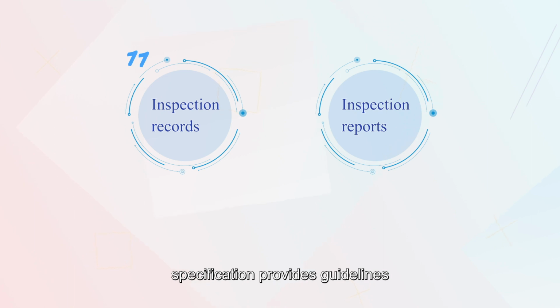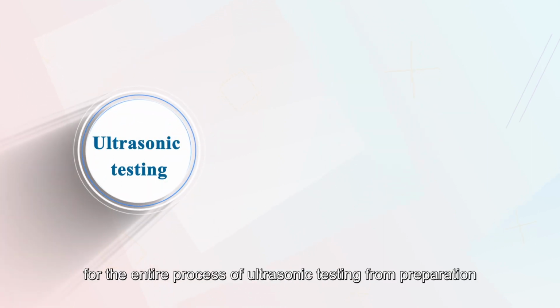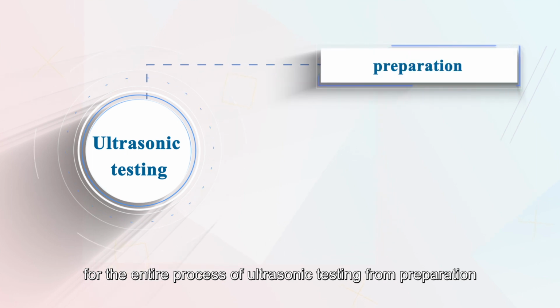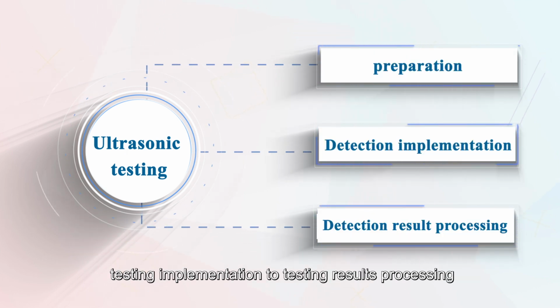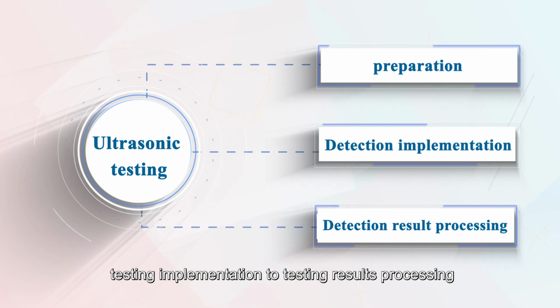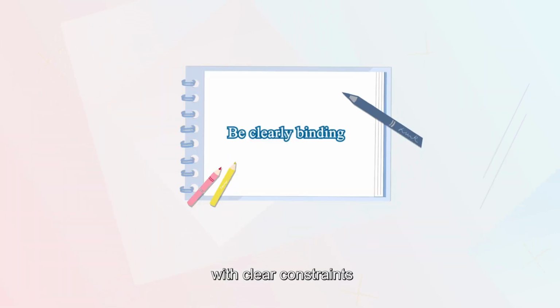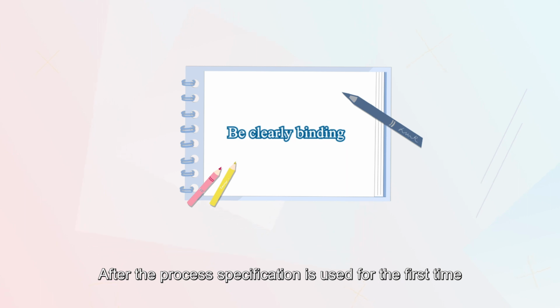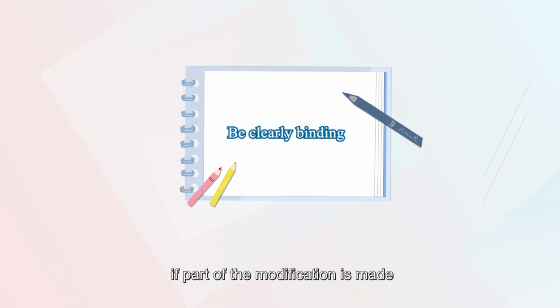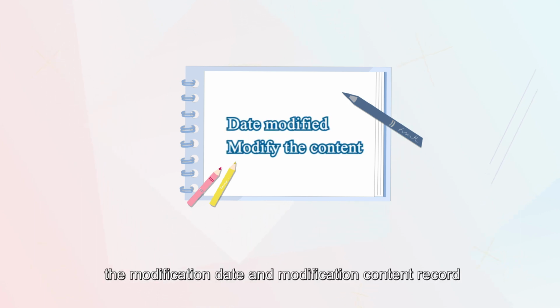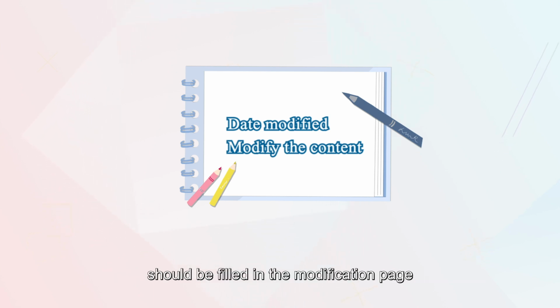From the example of the process specification just now, it can be seen that the process specification provides guidelines for the entire process of ultrasonic testing, from preparation and test implementation to result processing, with clear constraints. After the process specification is used for the first time, if part of it is modified, the modification date and modification content should be recorded on the modification page. If the change is large, a new version of the process specification should usually be re-established.